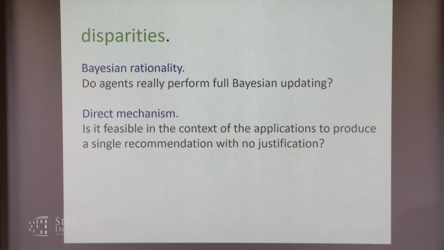this classic literature is using a revelation principle style argument to say, oh, I can just tell you where to go and you're going to be incentivized to follow that, and it's all fine and dandy. But is it feasible in the context of these applications to just tell somebody where to go? In particular, if we had an app that just said, oh, you want Chinese food, go there, with no explanation, I think we wouldn't really trust it. So they need to have supporting evidence for the recommendations they're making to us.